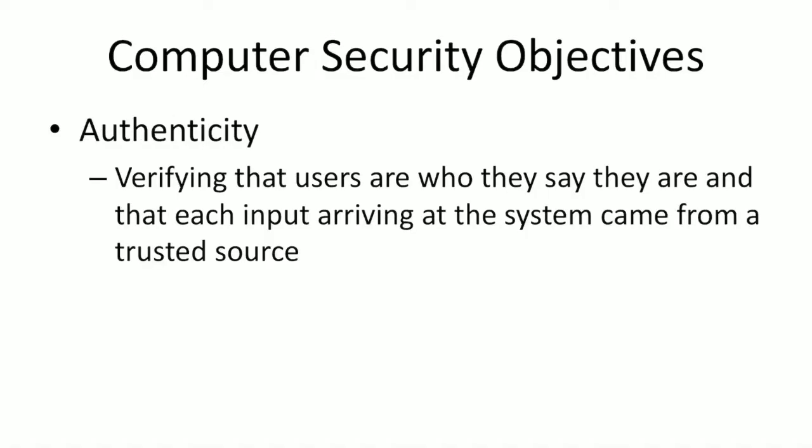Authenticity is the property of being genuine and being able to be verified and trusted. So we should have confidence in the validity of a transmission or message originator. So we should be able to verify that users are who they say they are and that each input arriving at the system came from a trusted source.